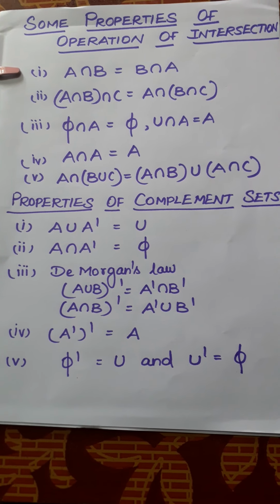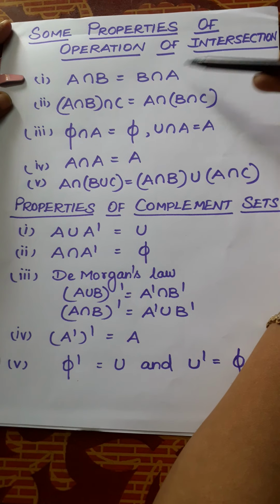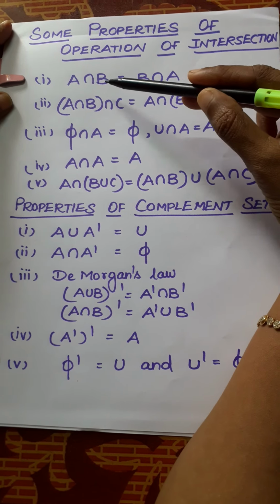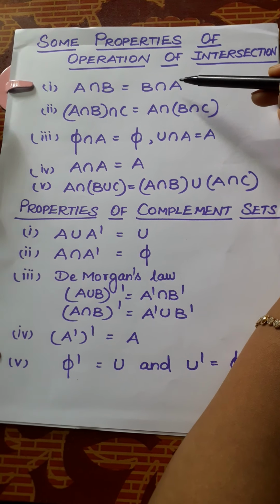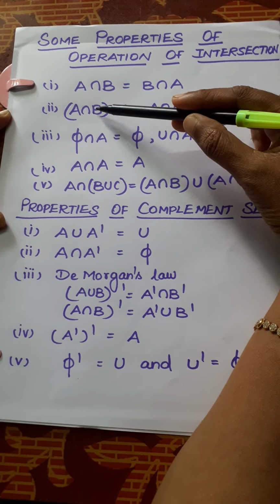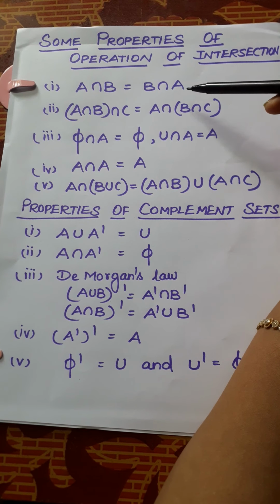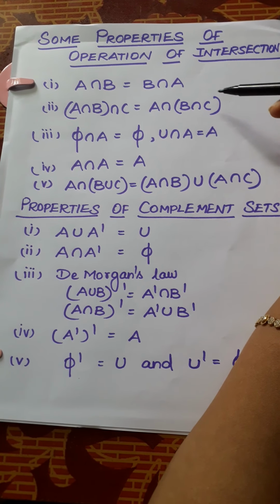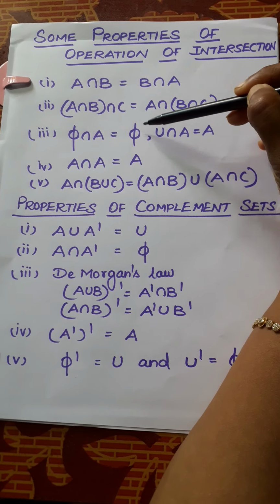Next, some properties of the operation of intersection. These all involve intersection operations only. A intersection B is equal to B intersection A. This is the commutative property. The next one, A intersection (B intersection C) is equal to (A intersection B) intersection C. This is the associative property.